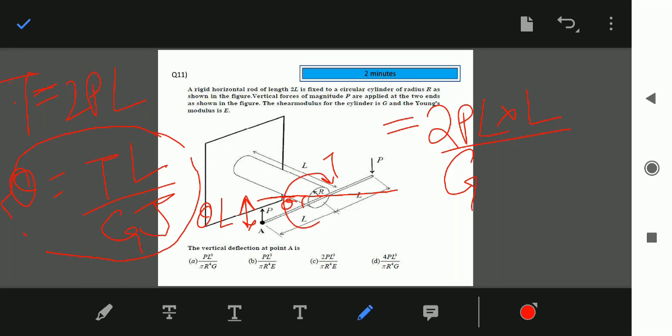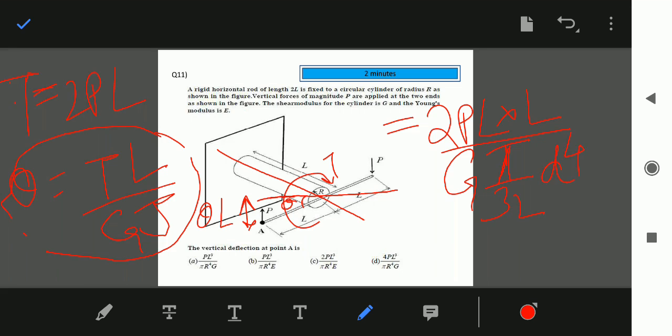So J here will be r to the power 4. Pi by 32, since it is the polar moment of inertia, so it will be pi by 32 d power 4, and the answer will be in r.